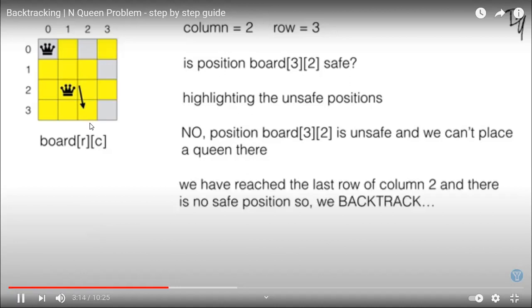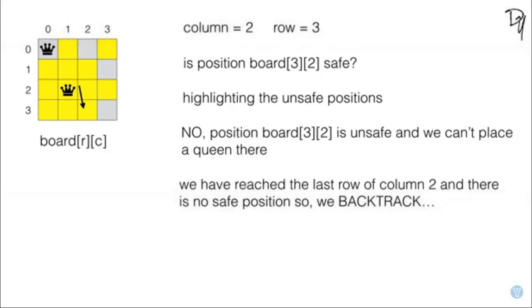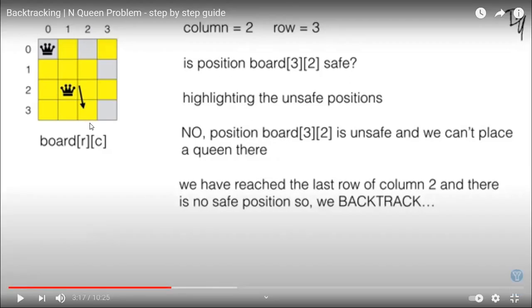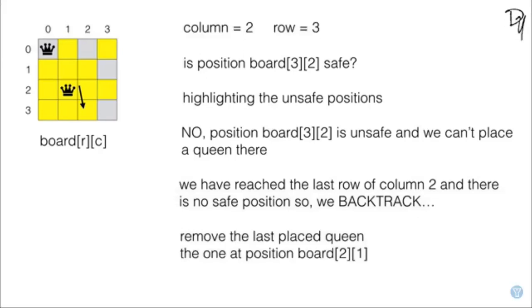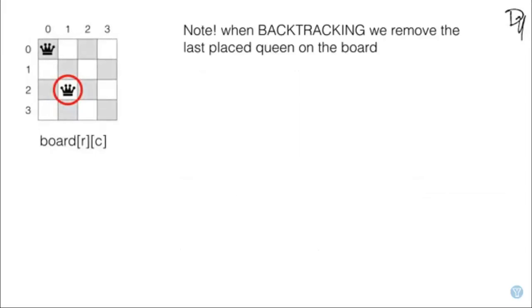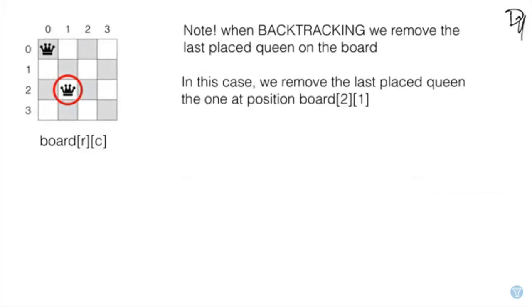Then again, what we will do now, throughout the column, we did not get any safe position. So we have reached the last row of column 2, and there is no safe position. And now this time we have to backtrack. We have to backtrack, and then in backtracking, what we will do, we will remove the last placed queen, the one at position board 2-1. So we will remove this last placed queen because we did not get the solution throughout the column. So when backtracking, we remove the last placed queen on a board.